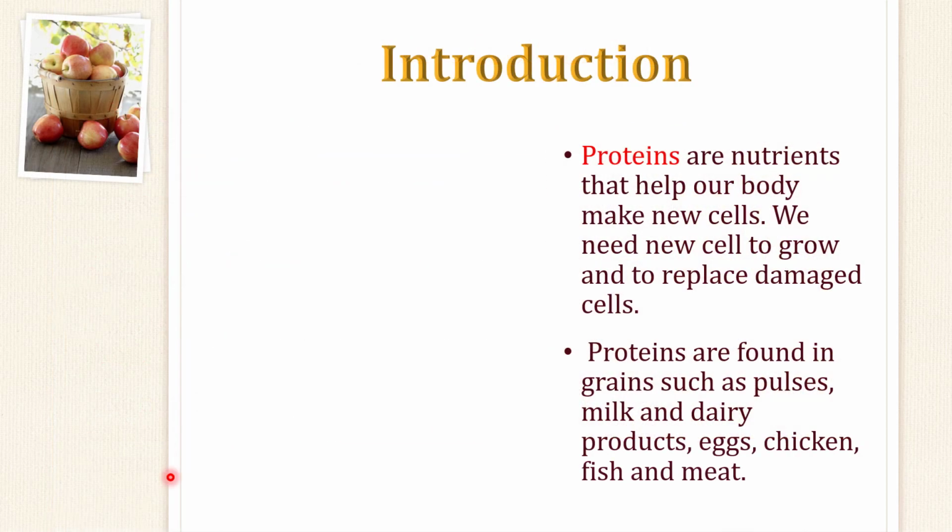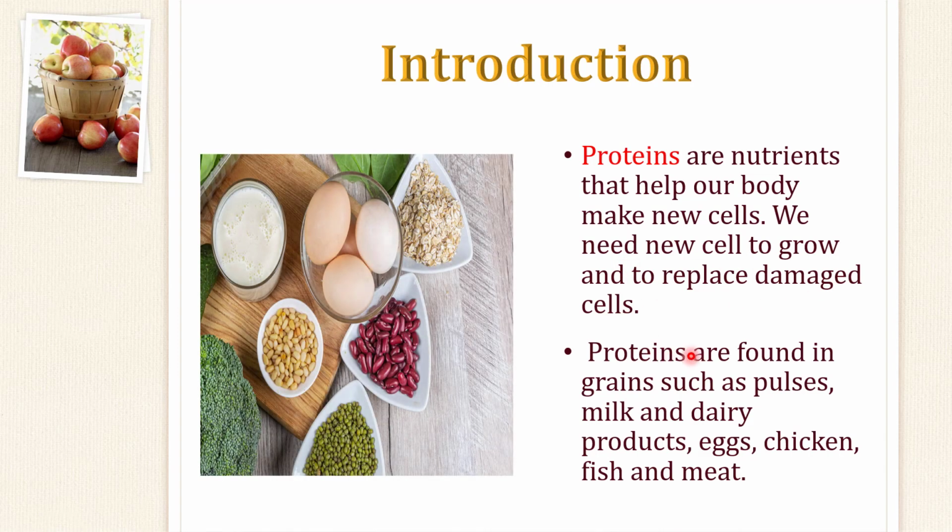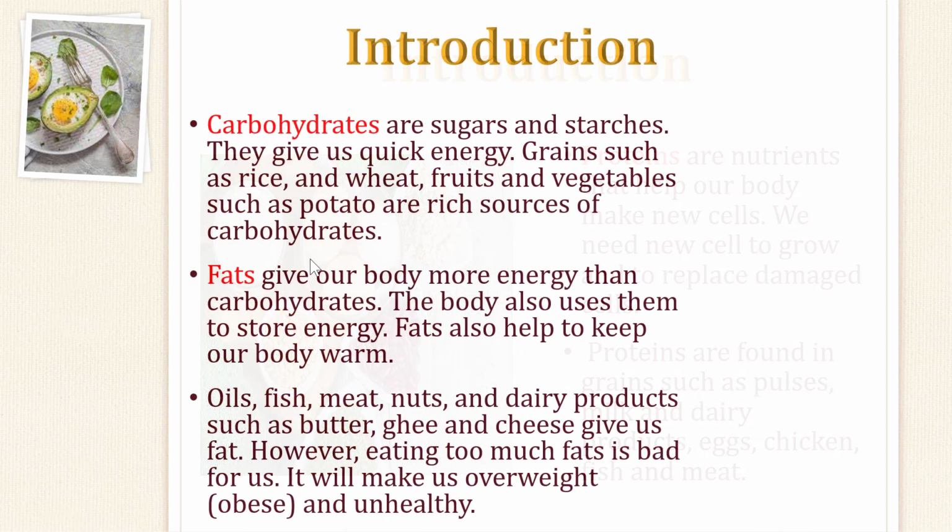Now let's discuss protein. Proteins are nutrients that help our body make new cells. We need new cells to grow and to replace damaged cells. Proteins are found in grains such as pulses, milk, and dairy products. Even eggs, chicken, fish, and meats have protein in them.